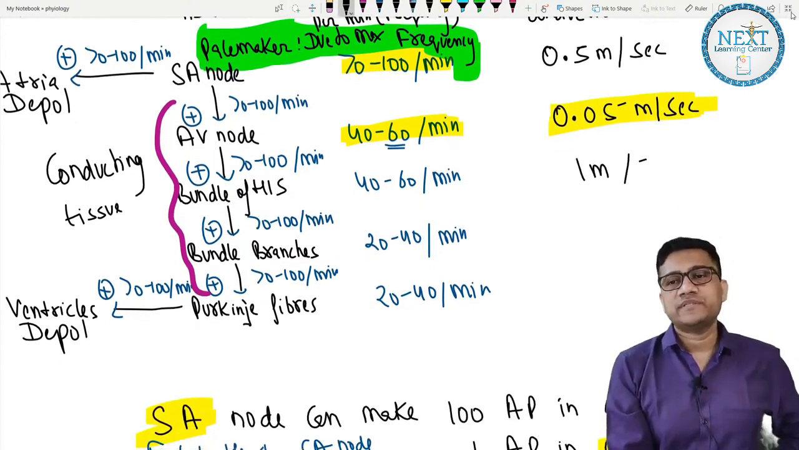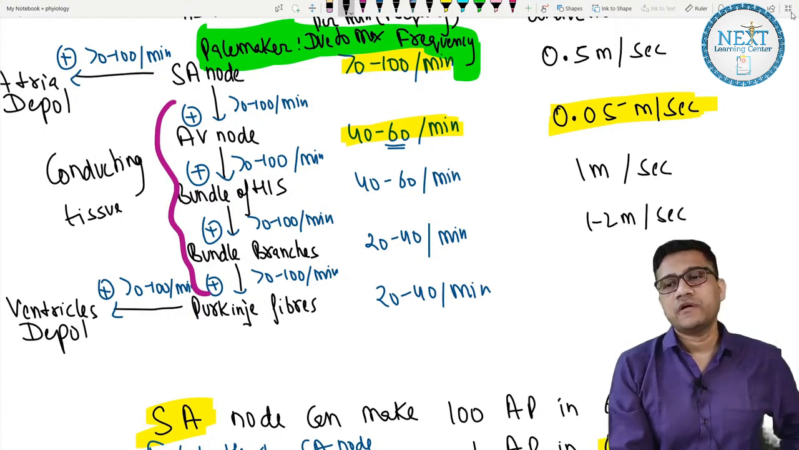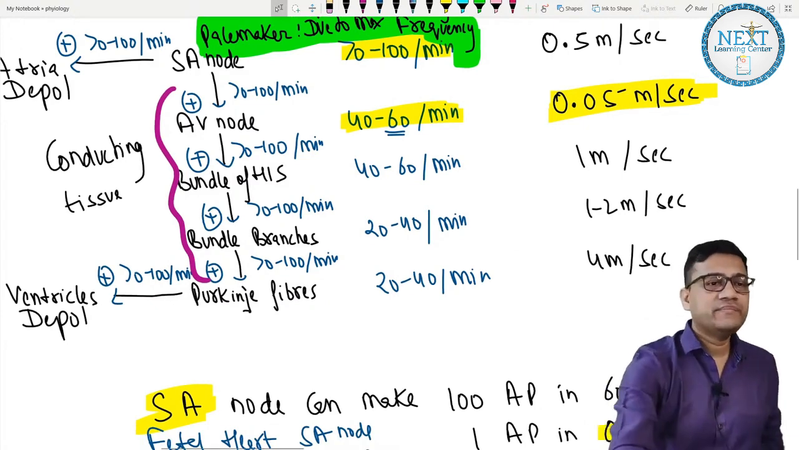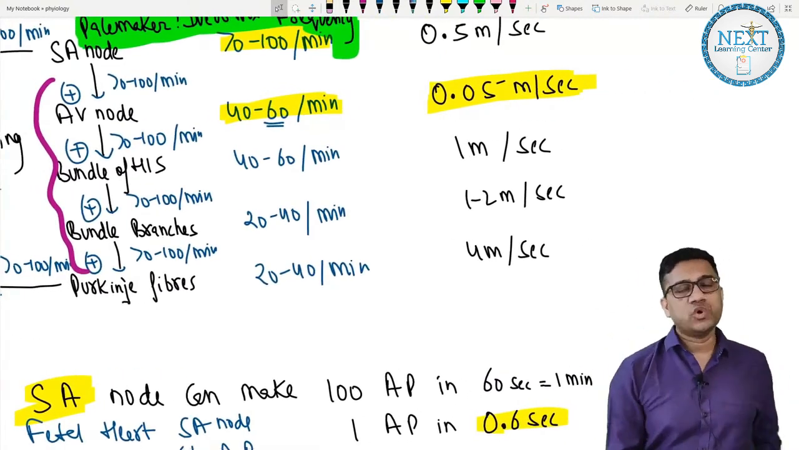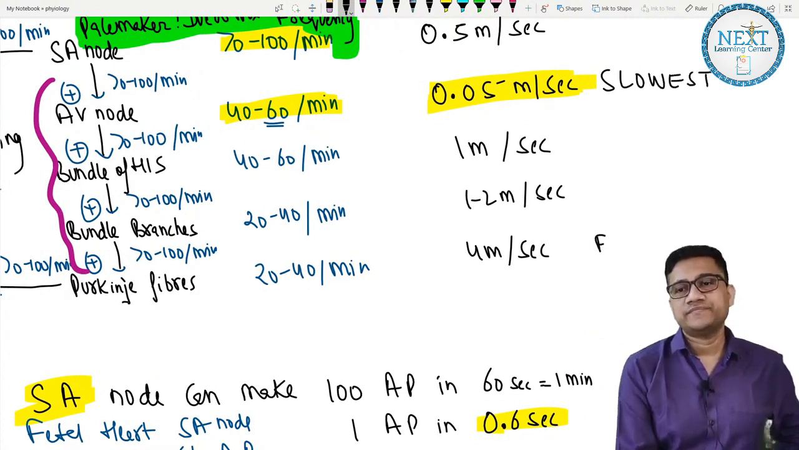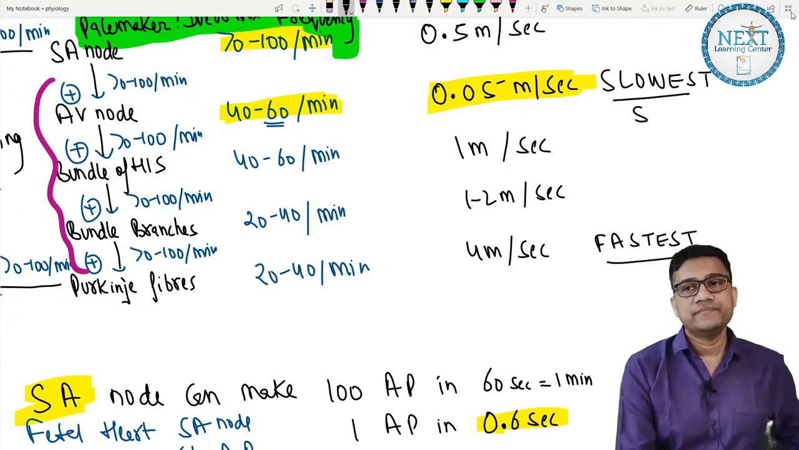It is 1 meter per second. It's just doubling up: 1, 2 meter per second and 4 meter per second. So please copy them, they are important, that's why I'm saying. So who is the slowest and fastest? Slowest and fastest speed.